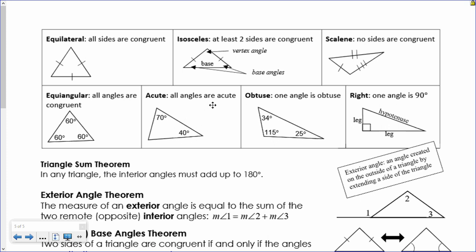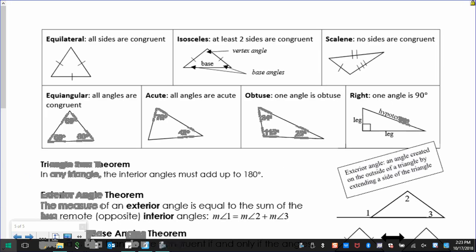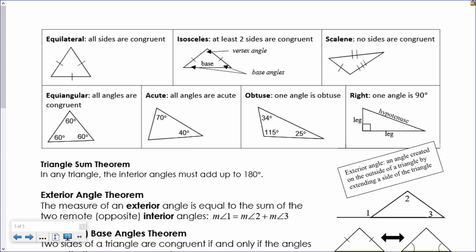Equiangular. Have you guys ever heard of equiangular? Equiangular means that all the angles are congruent. Does that mean that they always have to be 60 then? Yes. Why? They should add up to 180. So it's basically just an equilateral triangle. Yes. So equilateral are always also equiangular. They're equivalent. Acute triangle means that all the angles are acute.